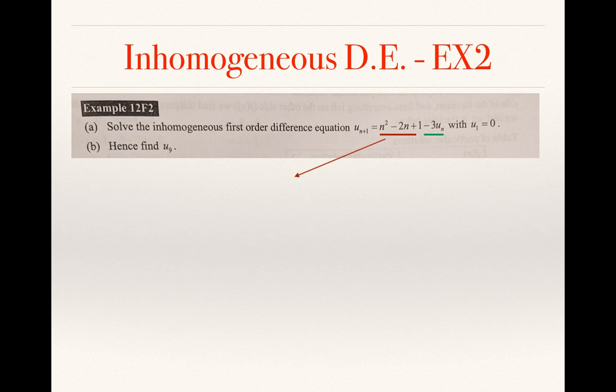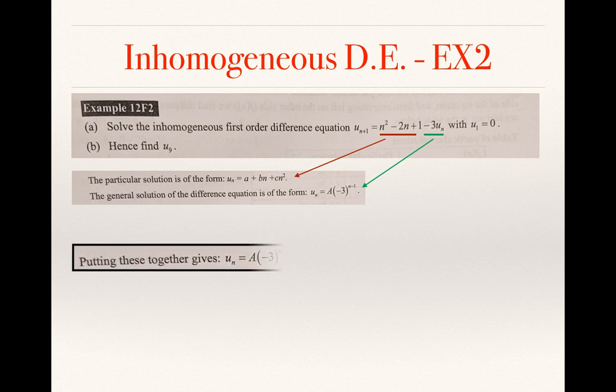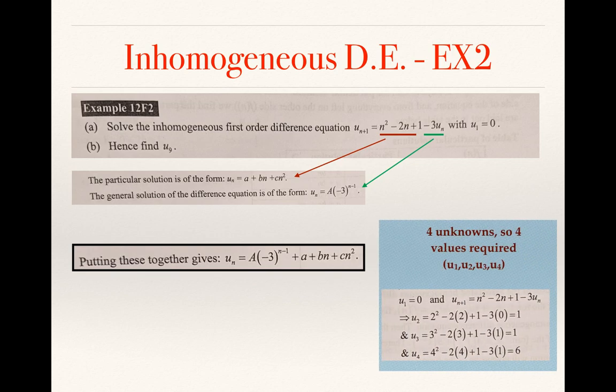So the solution, first of all, for the function there, it's a quadratic, so we have a quadratic solution. And then for the homogeneous part, that's your solution there. We'll add those together, it gives me that. Okay, how many values do we need to find? Small a, small b, small c, and big A. So we have 4 values, so we need to find 4 initial conditions: u1, u2, u3, and u4.